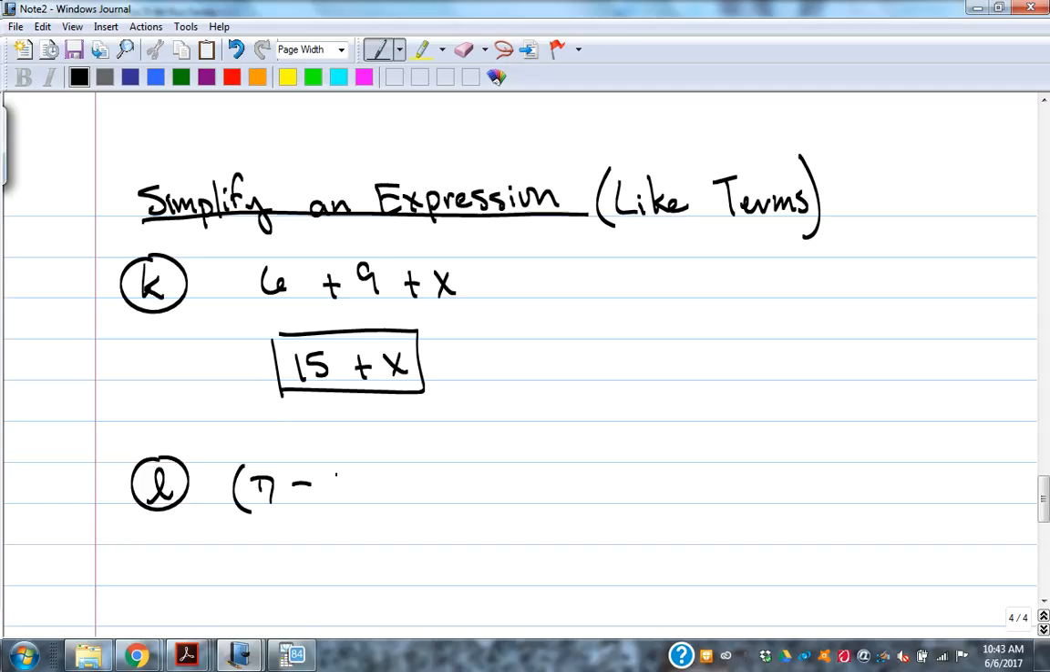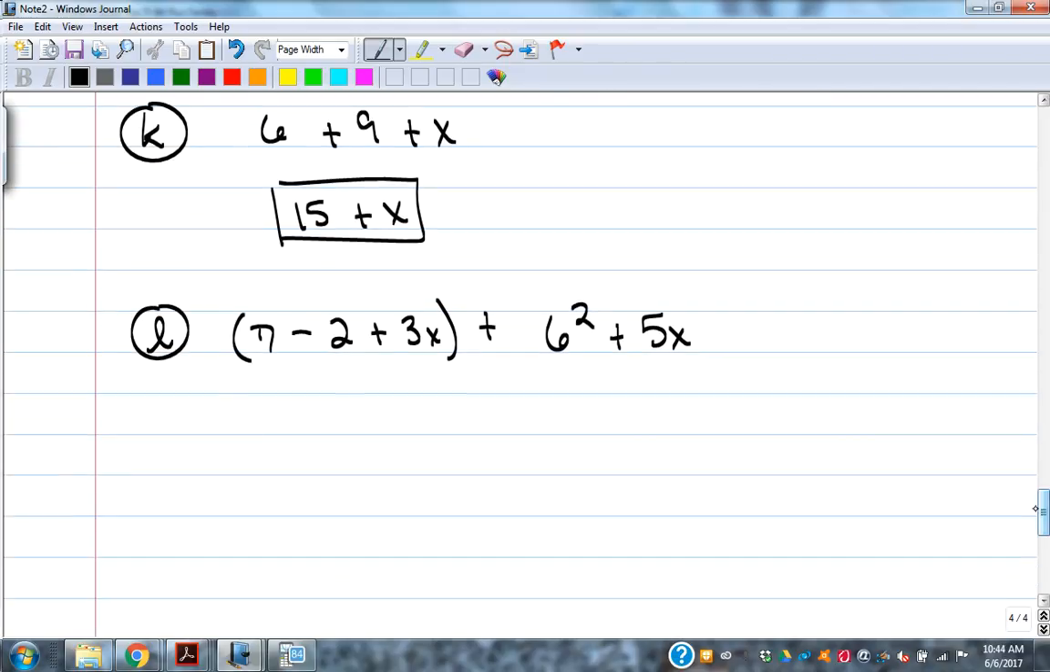You might have 7 minus 2 plus 3x plus 6 squared plus 5x. Again, life is still ruled in the math world by order of operations. If you don't do order of operations, you're not going to get the correct answer consistently. So parentheses are going to come first. I'm going to go to the parentheses in the problem and simplify that first. 7 minus 2 plus 3x. 7 and 2 are like terms. So that would be 5 plus 3x.